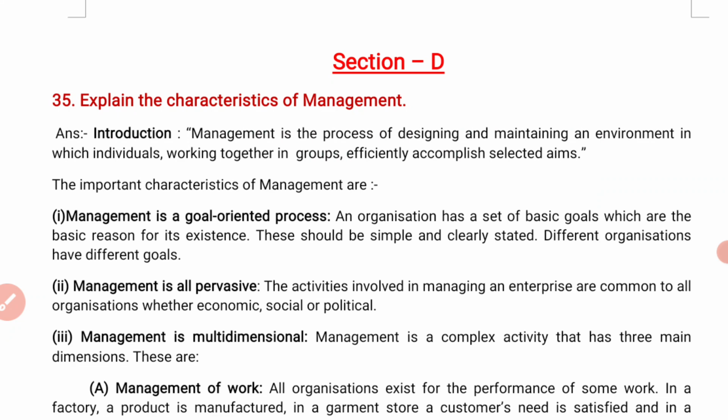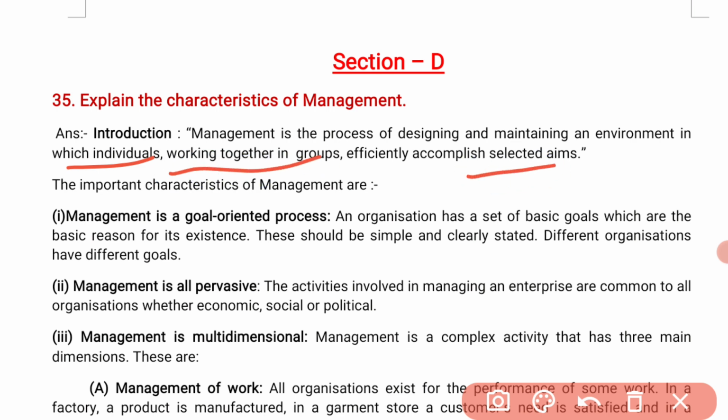So first you have to write as an introduction the meaning of management. We already know the meaning of management, that is, management is the process of designing and maintaining an environment in which individuals working together in groups efficiently accomplish selected aims. So management is nothing but a process where the activities are to be handled in an organization to maintain an environment with individuals working together in groups, which is helpful to accomplish the selected aims. So that you have to write as an introduction.